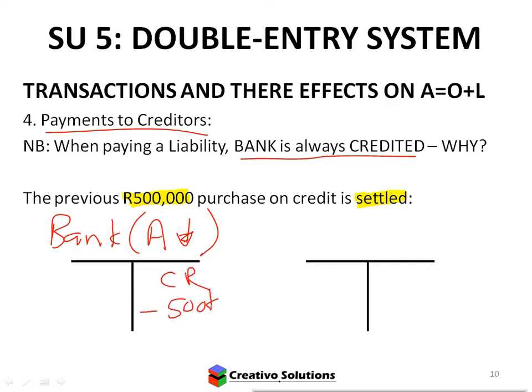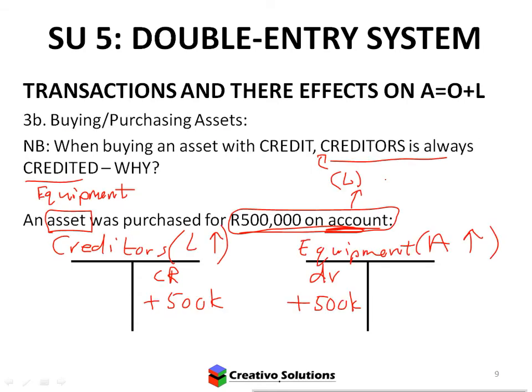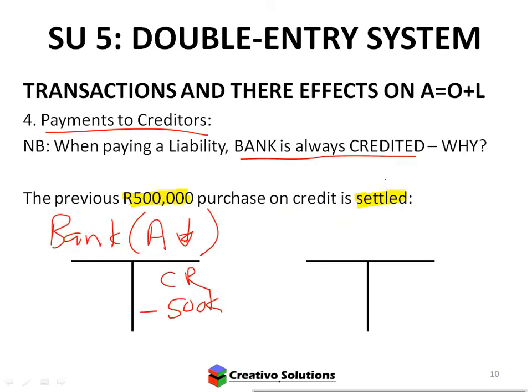Minus 500,000. What am I paying off? The previous account. So, do I have a liability? Yes, because who would you have bought from? Here's the purchase. You bought from someone, now you need to pay them. Do you agree? Okay, so who do I pay? I pay the creditor.